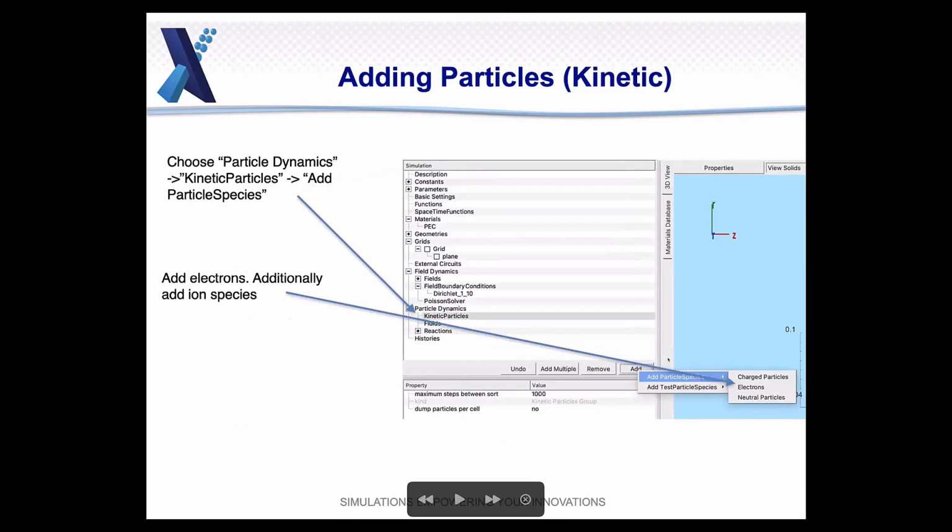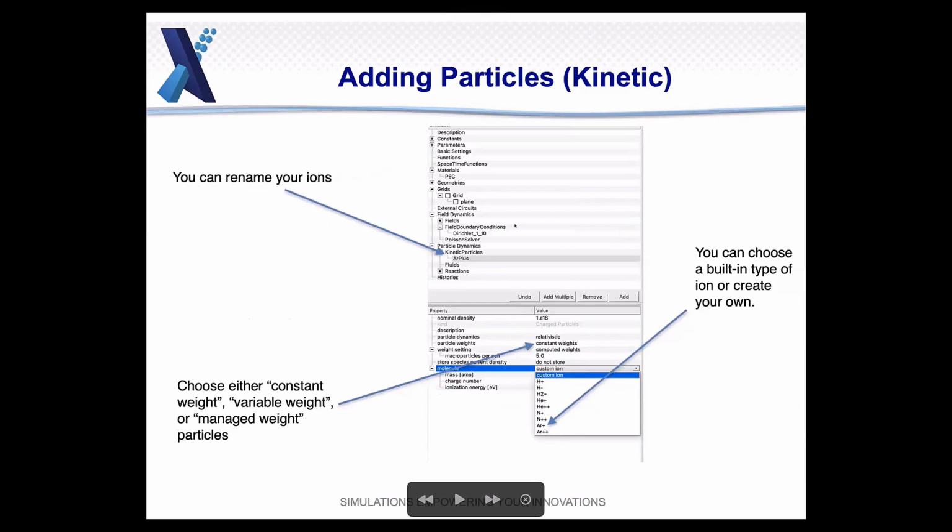So first we'll add kinetic electrons. You select kinetic particles, add particle species, add electrons. And so we have electrons in there now. We can also add charged particles. Usually we will add those as kinetic particles. You can either choose a built-in type, for instance, singly ionized argon, or you can do a custom type if you want to change some of your settings. If you choose AR+, for instance, it will fill in the mass, the charge number, and the ionization energy for you, or you can specify those on your own.